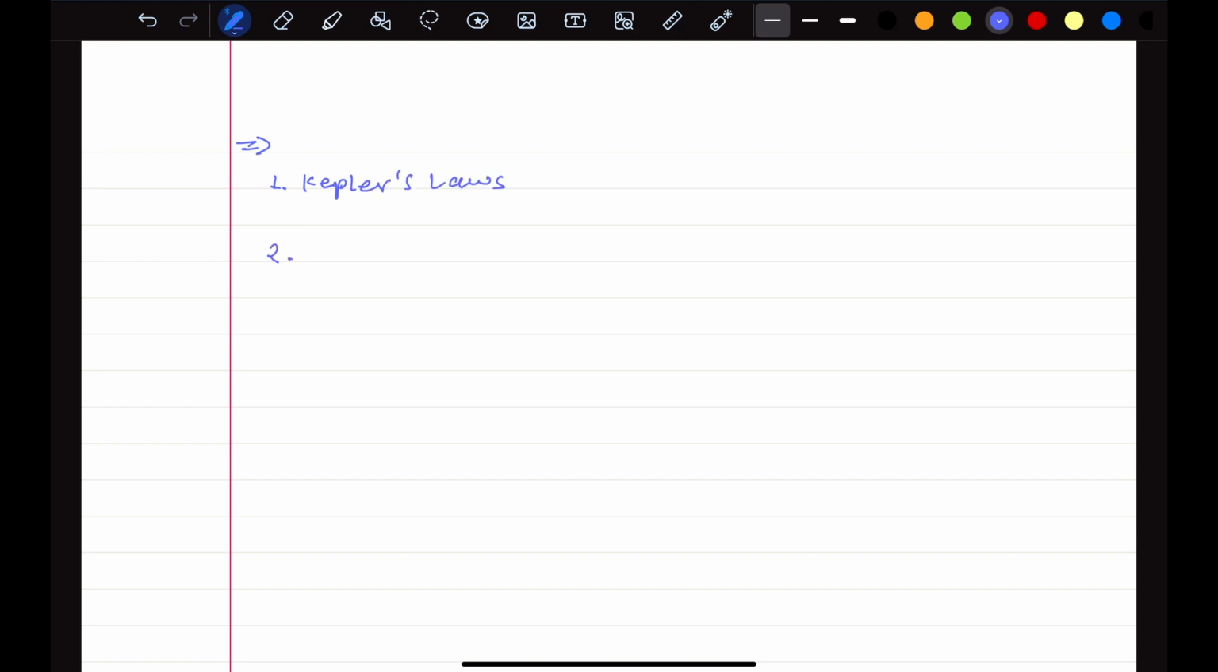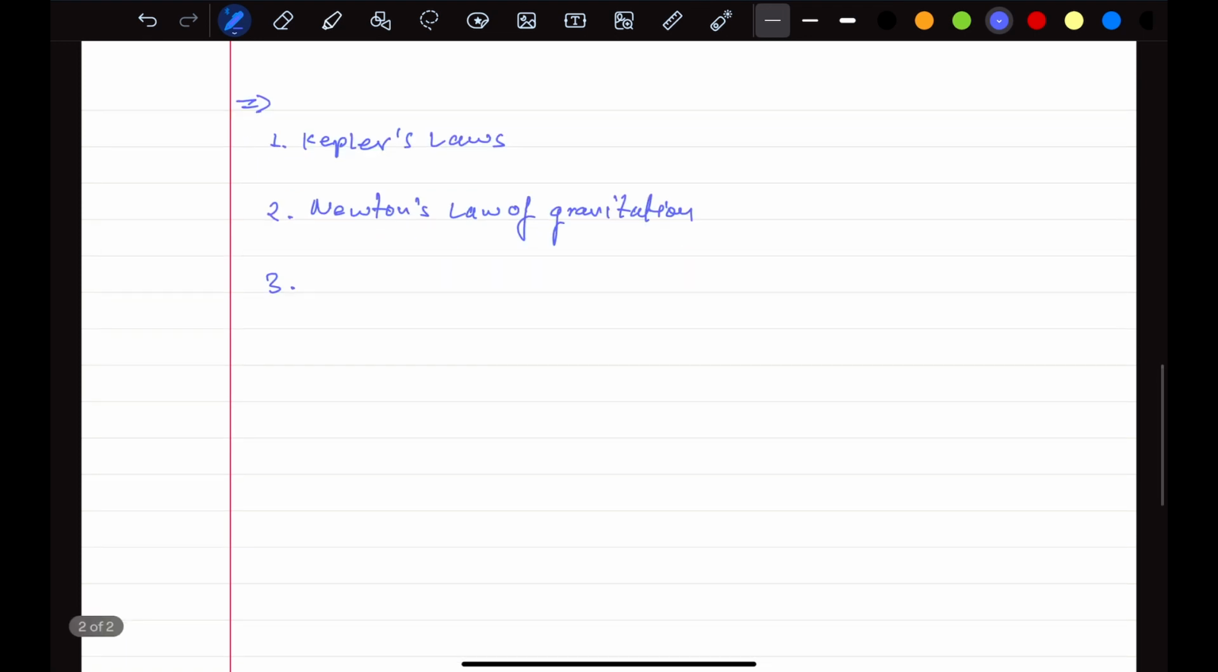Then second we will move on to Newton's law of gravitation. Then we are going to apply this law of gravitation to extended bodies. So how to apply this law of gravitation for multiple masses, for multiple masses and continuous masses.